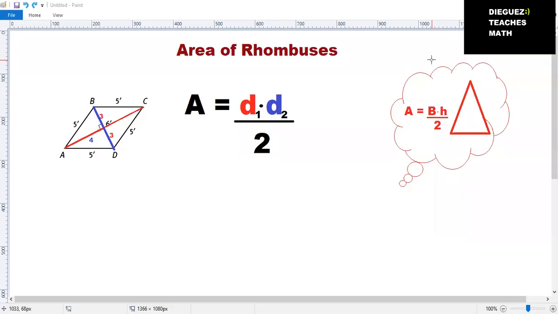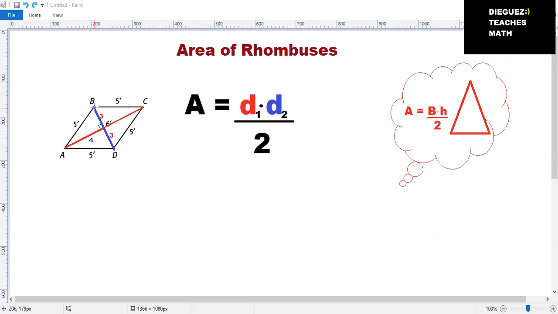Today I want to go over the area of the rhombuses. I want to go over where it comes from, and how to use it. So if we notice here, I have the area formula for you, which says to multiply both of the diagonals and then divide by 2.